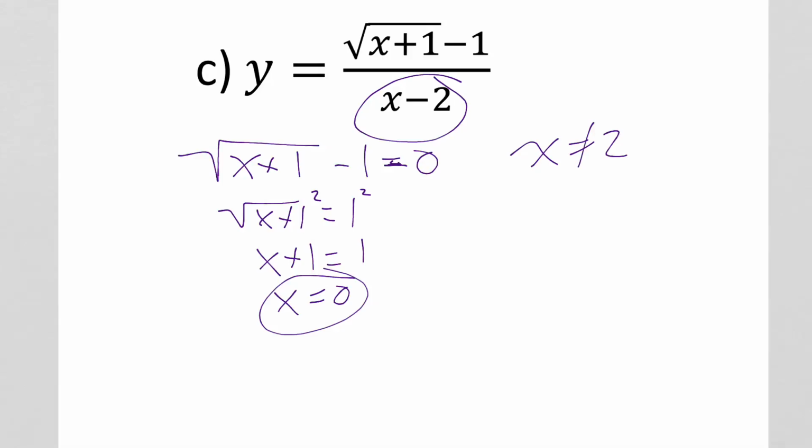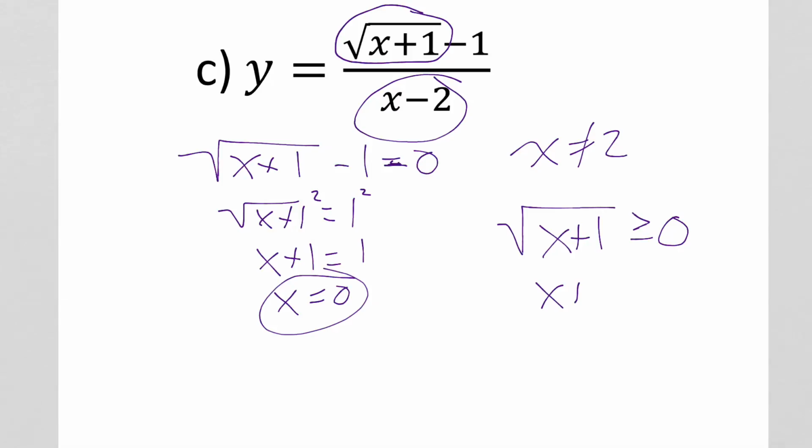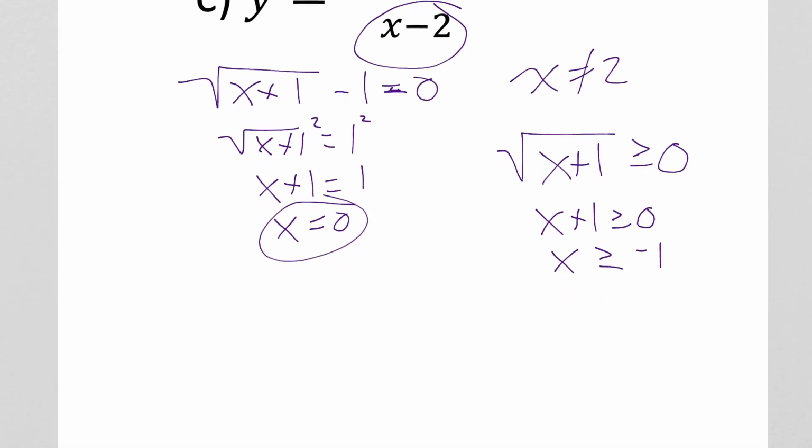But the problem is you cannot stop there, because in the numerator we have a square root, and we know that we need the square root of x plus 1 to be greater than or equal to 0, because if it's less than 0 we get an unreal answer, hence problems. So go ahead and solve this. Square both sides. X plus 1 is greater than or equal to 0 still, so x is greater than or equal to negative 1. So how do we state this?